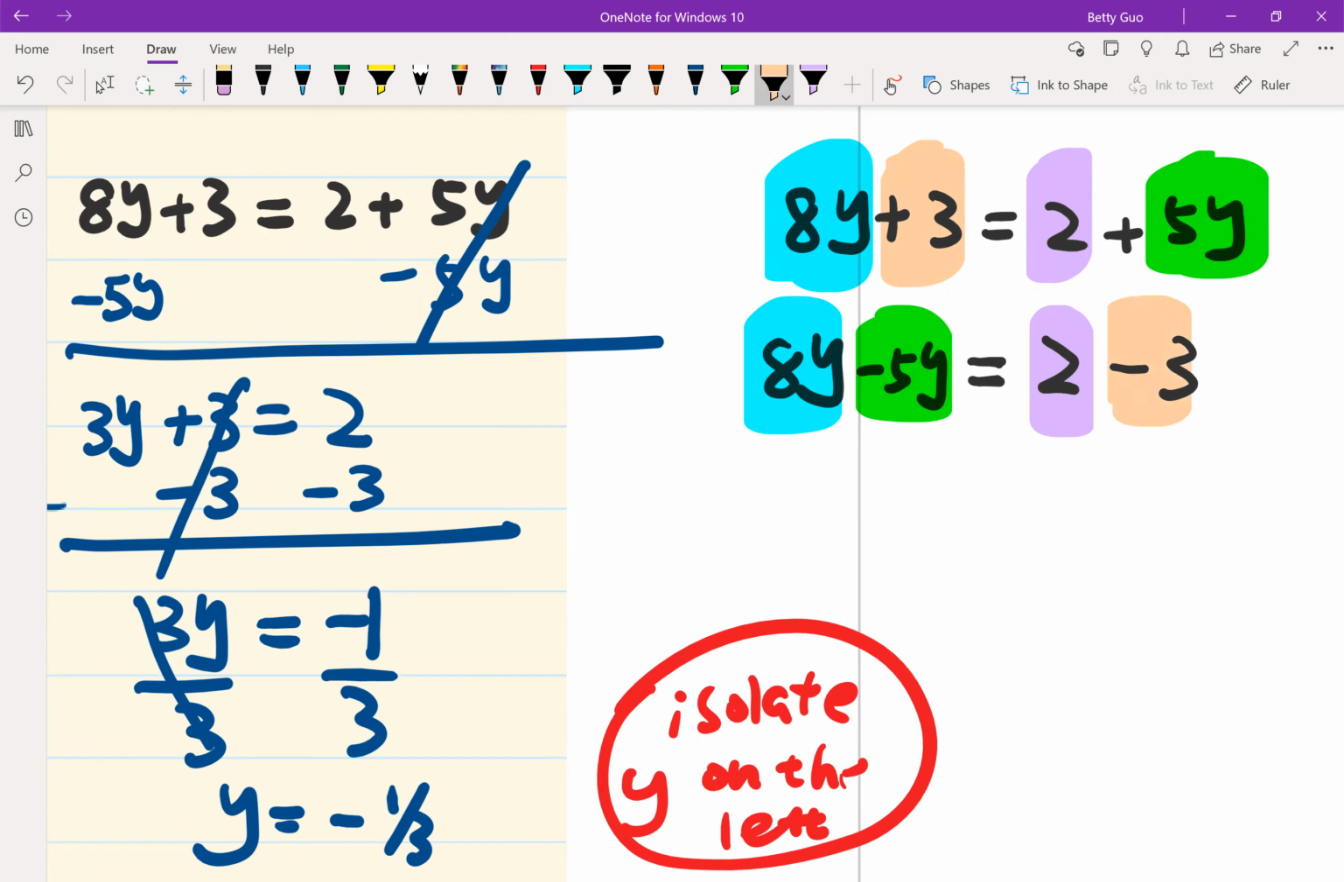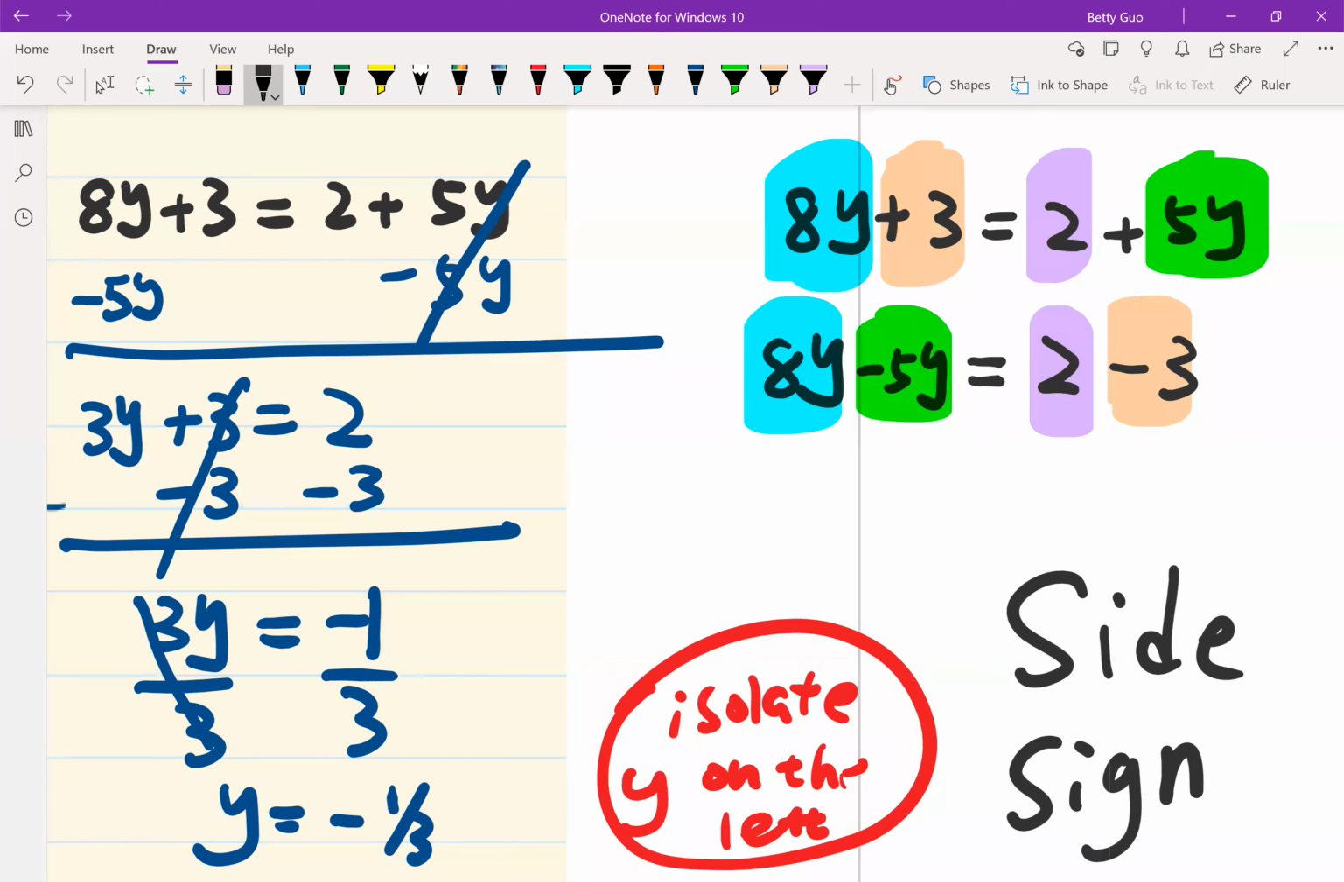I want you to take time to look at this step. What happened to those 4 terms? This is the anchor, the equal sign. Left-hand side, right-hand side. The blue term remains the same. Nothing changed. The green term changes sign, right? What I'm trying to say is, when you change the side of a term, you have to change its sign as well.